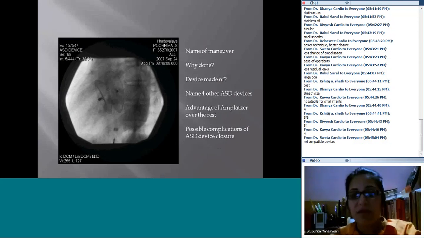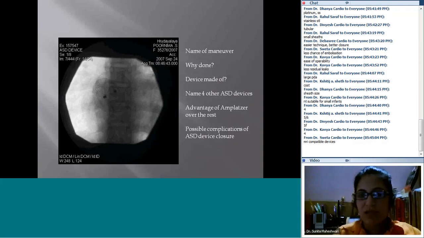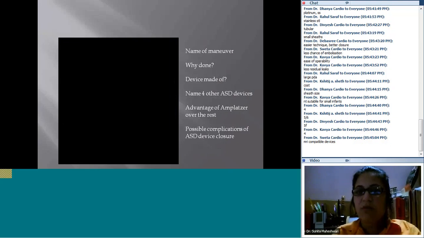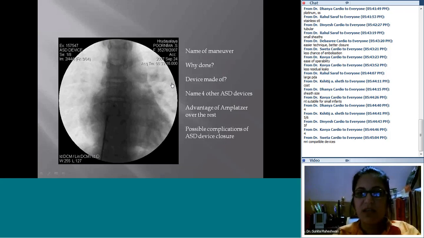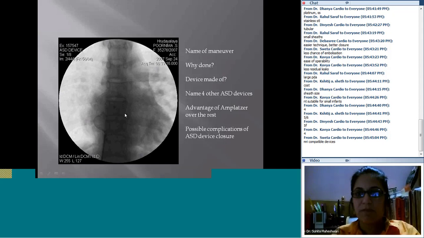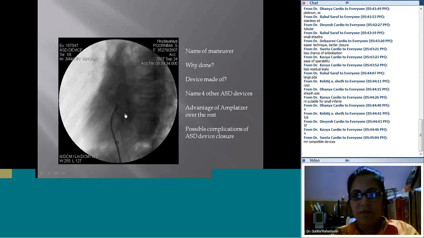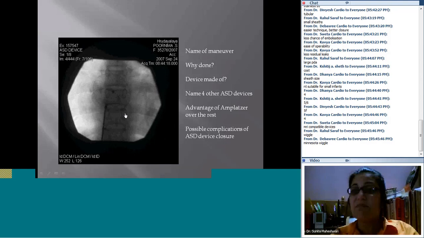Okay, we'll move on to the next. This is again an easy one. You guys do this every day. What is the name of the maneuver? This maneuver, the pushing and the pulling. What is the name? Why is it done? Right. So this is the Minnesota wiggle. It was first described in Minnesota. So please remember the Minnesota wiggle. Why is it done? And does everyone do it?